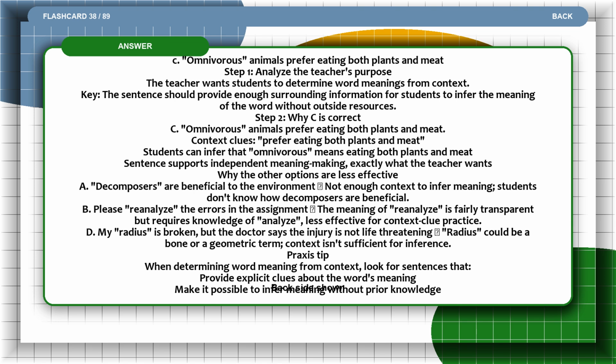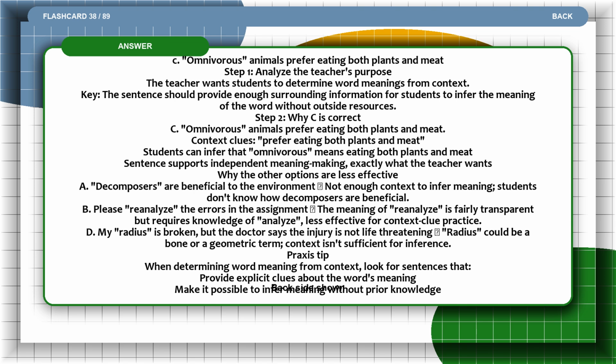Why the other options are less effective. A. Decomposers are beneficial to the environment: not enough context to infer meaning. Students don't know how decomposers are beneficial. B. Please reanalyze the errors in the assignment: the meaning of reanalyze is fairly transparent but requires knowledge of analyze, so it is less effective for context practice. D. My radius is broken, but the doctor says the injury is not life-threatening: radius could be a bone or a geometric term. Context isn't sufficient for inference.